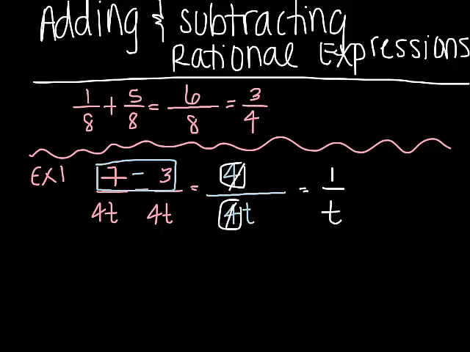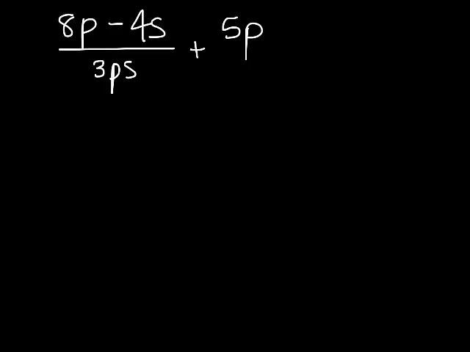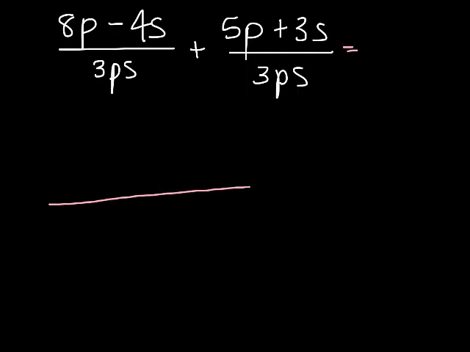How about another example? What about (8p minus 4s) over 3ps plus (5p plus 3s) over 3ps? Now, lucky for us, both of these fractions already have the same denominator, so I'm going to leave that the way it is. And I've got some like terms in both of those numerators. The first thing I'm going to do is write it all together here in the numerator of my new fraction.